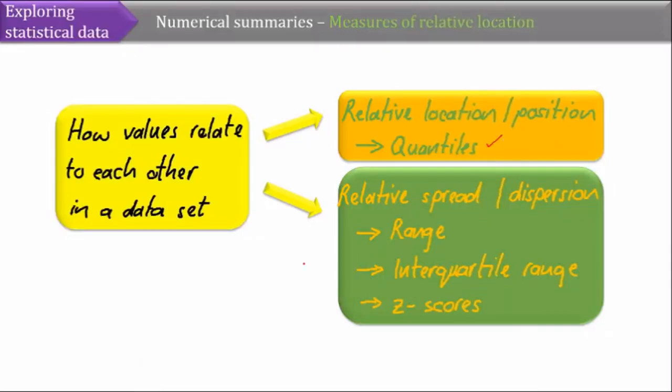Now next we move on to the measures of relative dispersion or spread. And the first one is the range. Then we'll look at the interquartile range, and then we'll look at z-scores. Now the range we haven't counted before. It's simply the maximum value in the dataset minus the minimum value. And that's it. We saw this with the construction of the histograms.